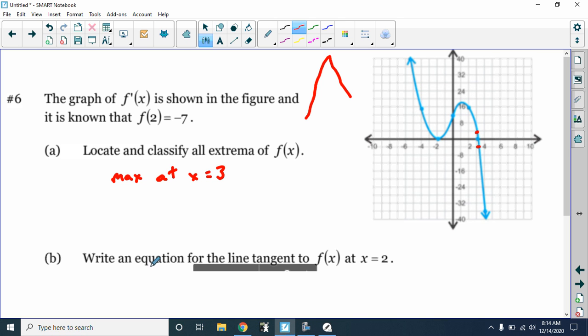Part B wants us to write an equation for the line tangent to f of x at x equals 2. We need a point at x equals 2. We have that point right here. So my point is (2, -7). And we need a slope. So we need to know what f prime of 2 is equal to. This is a graph of f prime. So this graph evaluated at 2 is 16. That's our slope.